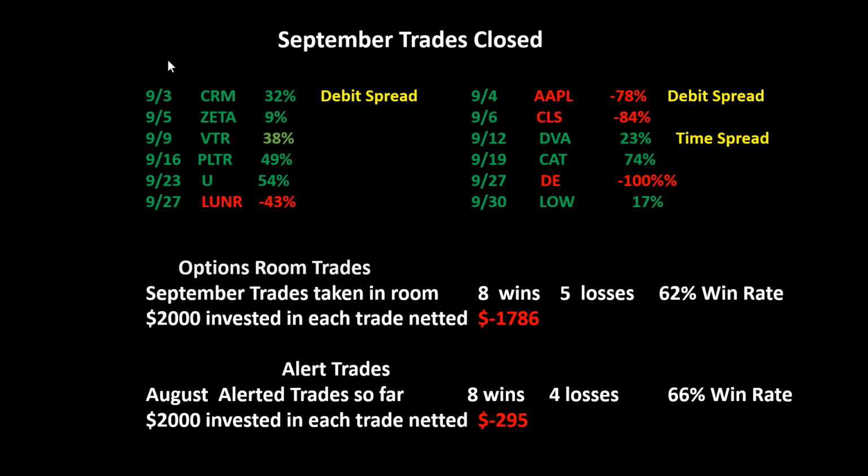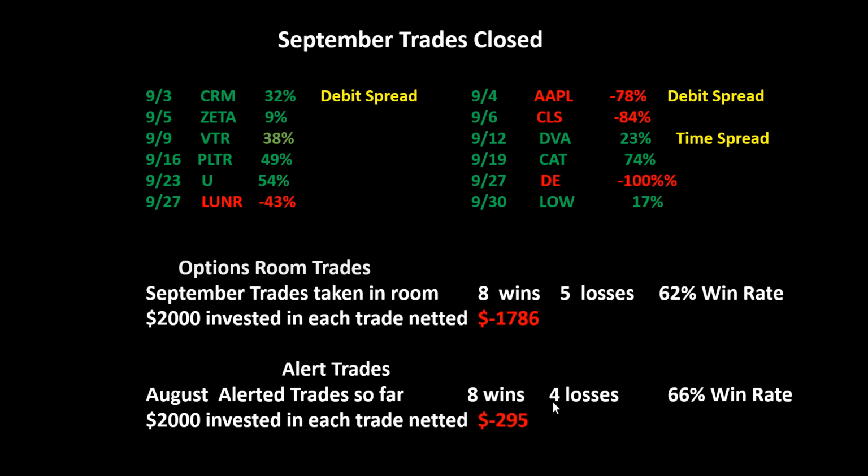This is September. I wanted to mention this. I had a losing month last year. I had one losing month, September. And people ask me that all the time: did you have any losing months? Yes, I did. I had one losing month. Everybody has losing months. But we didn't have a lot of trades. We had 8 wins and 5 losses. It just wasn't a lot of trades I could take. 2,000 invested in each trade netted a 1,786 loss in the room.